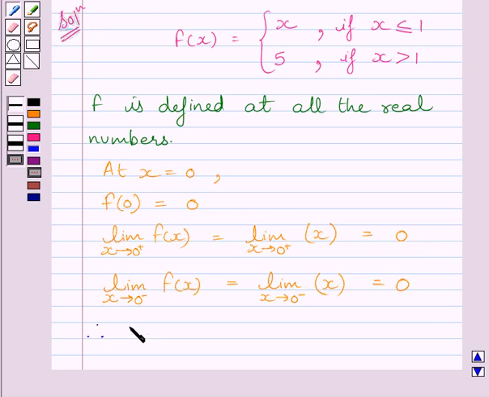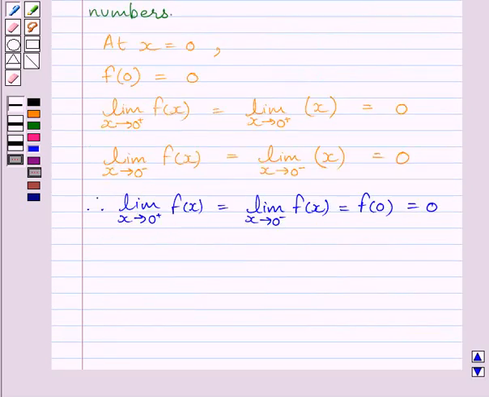So we can write the limit of x tending to 0 plus f(x) is equal to the limit of x tending to 0 minus f(x) is equal to f(0) is equal to 0. Now using the key idea we get function f is continuous at x = 0. Since these two limits coincide with each other and they are equal to the value of the function at x = 0, the function f is continuous at x = 0.